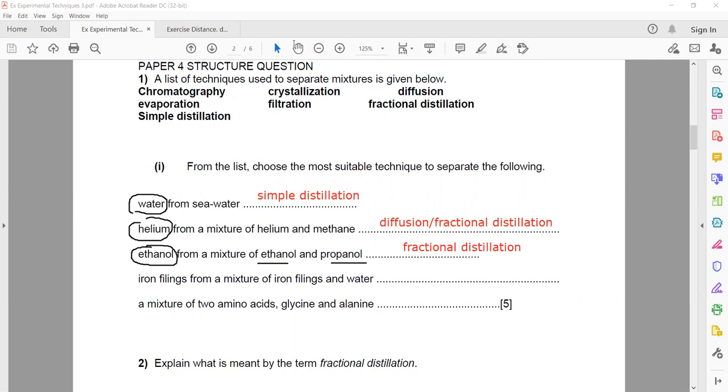Iron filings, from a mixture of iron filings and water. So iron filings means small pieces of iron. Iron is insoluble. As you add iron metal to water, iron does not dissolve in water. So if you have an insoluble solid, which technique can you use? You can use filtration. And amino acids are colorless. So for amino acids, colors, dyes, food colors, what do we use? We use chromatography.